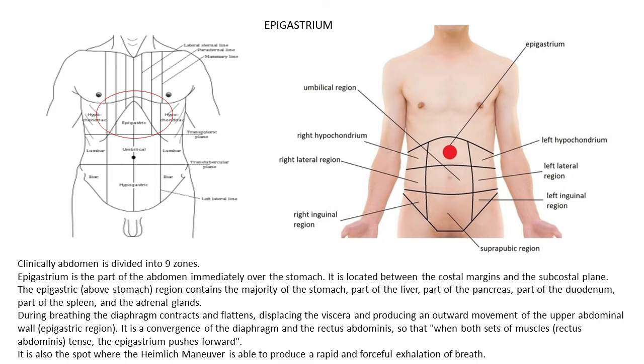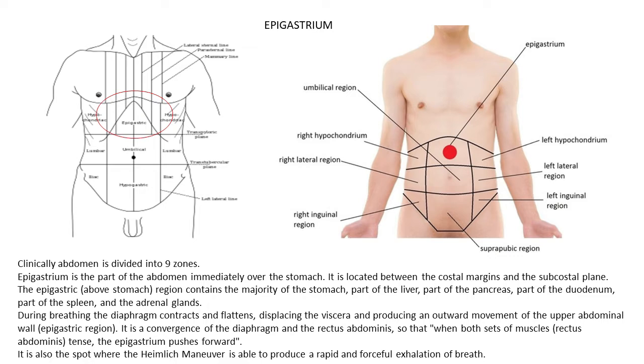Clinically, the abdomen is divided into 9 zones. The epigastrium is the part of the abdomen immediately over the stomach. It is located between the costal margins and the subcostal plane. The epigastric, above stomach, region contains the majority of the stomach, part of the liver, part of the pancreas, part of the duodenum, part of the spleen, and the adrenal glands.